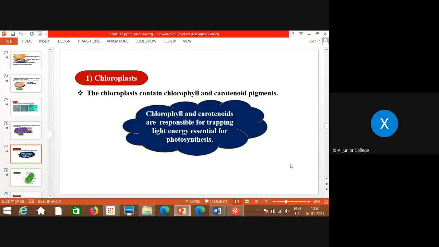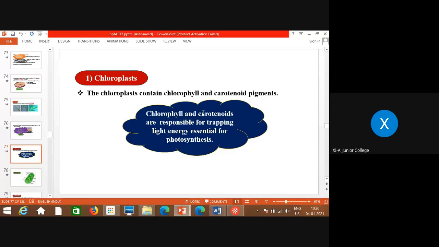Now, step by step, one by one, we will discuss all these different types of plastids. Chloroplasts contain chlorophyll and carotenoid pigments. Chlorophyll and carotenoids are responsible for trapping light energy essential for photosynthesis. So not only the green color, but the main function of the chloroplast is what? As they are green in color, they are present in all green parts of the plant. And what is their main function? Everybody knows that is photosynthesis.